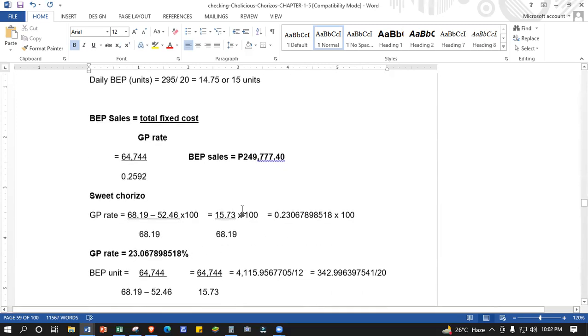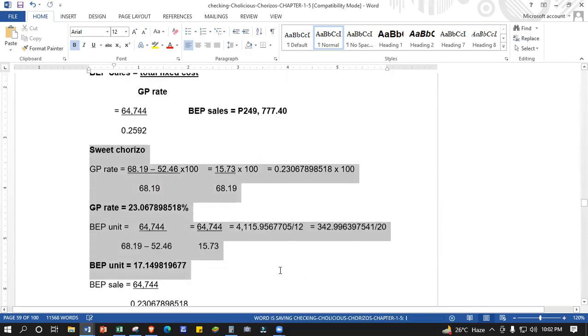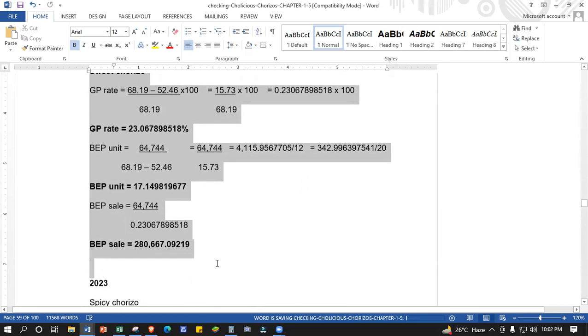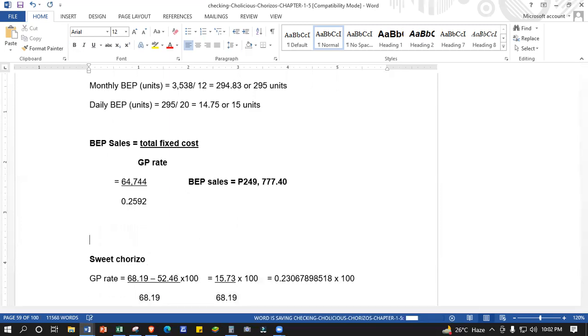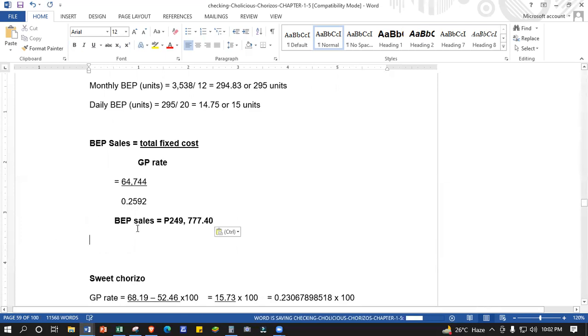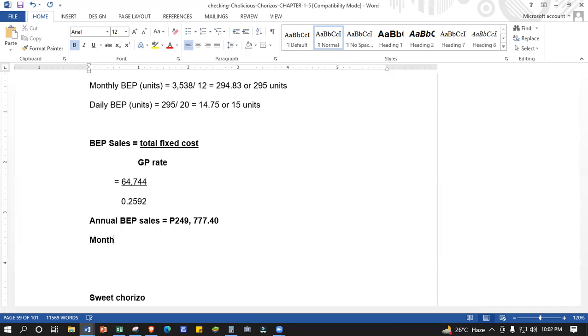For me, it's not necessary to compute them one by one. No need. What I have here is the same as earlier. So, this is your annual BEP sales. Then, monthly BEP in sales.